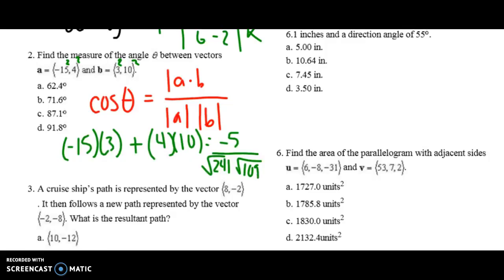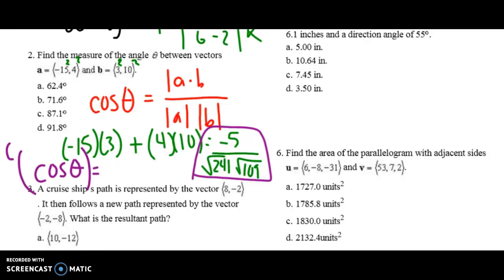Now I can just put this into my calculator, since cosine of theta has to be equal to this amount right here. I do the inverse cosine of both sides. And so I do inverse cosine of -5 divided by, in my calculator parentheses, square root of 241 times 109, and I end up getting 91.8 degrees.